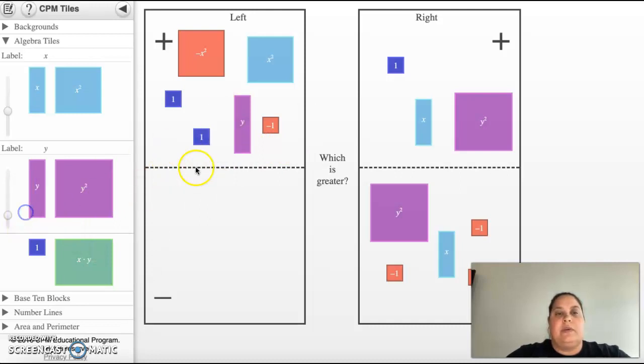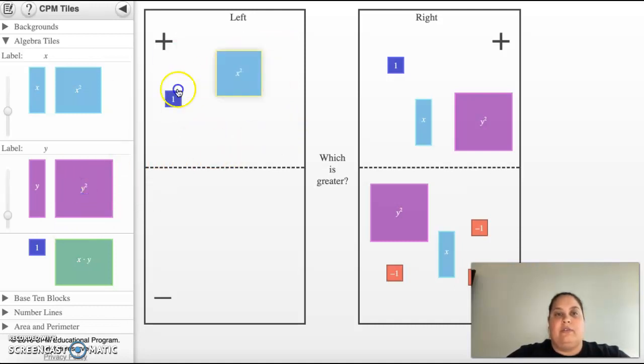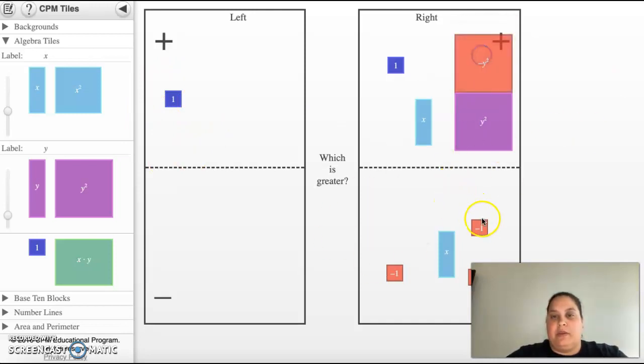These are already zero pairs, so I can get rid of them. I already have a zero pair here that I can get rid of. Oh, and I already have a zero pair here I can get rid of. So this is my only thing over here. Over here is just 1. Okay, I'm going to do that same thing over here. So I'm going to move this up here, flip it. Move this up here, flip it. And then move these up here and flip them.